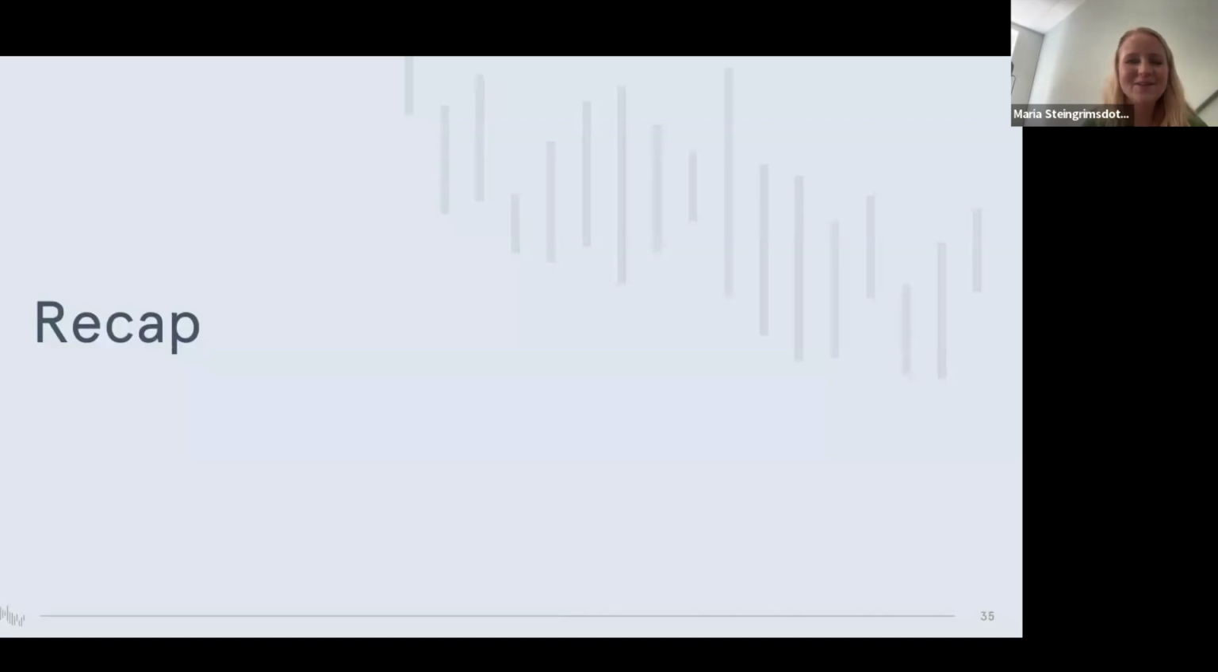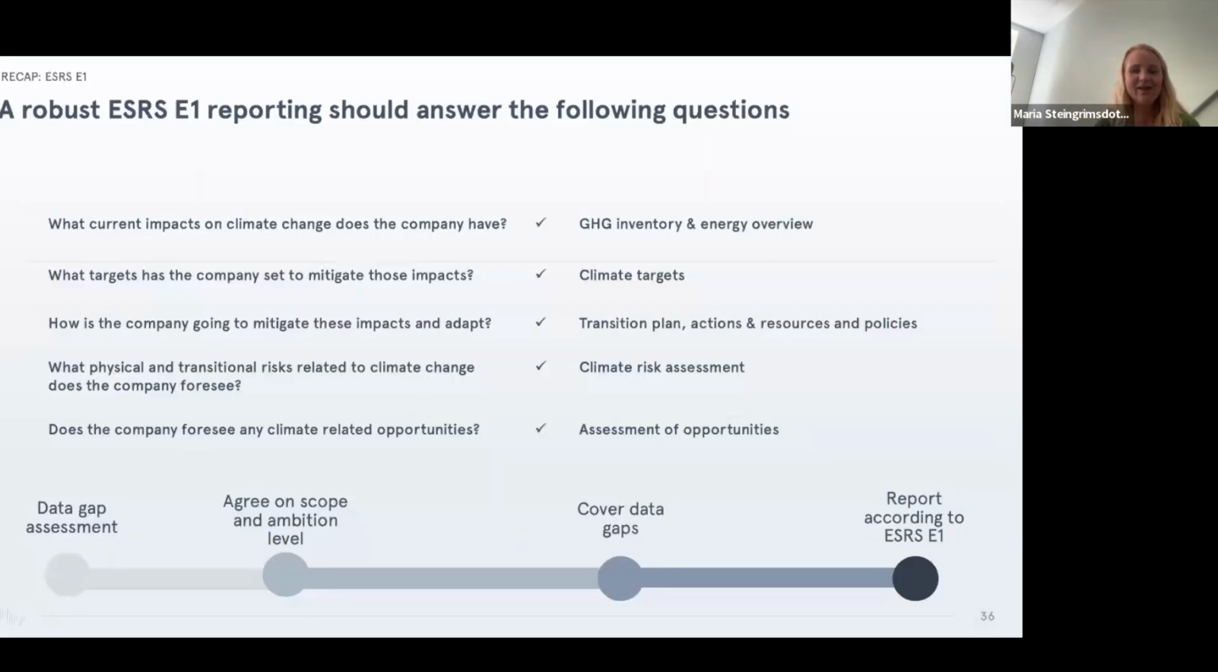So now we are through all of the 5 steps, and I know that this was a lot of information. So I will just do a short recap of my session here. A robust ESRS E1 reporting should answer the following questions.